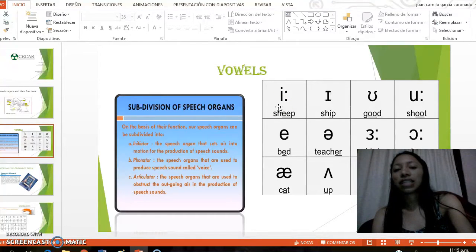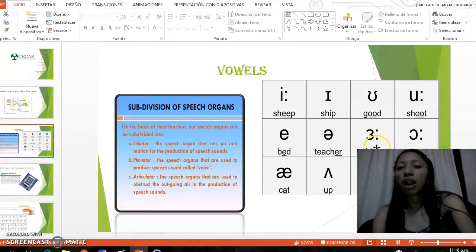This is an example, sheep, and this is I, a short sound, for example, ship. In this one I found good, and U with two points is more long. This is shoot. A bed. This is a teacher, with two points. This is more long. Okay?